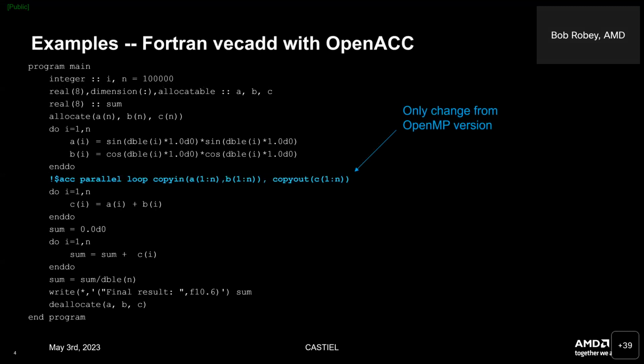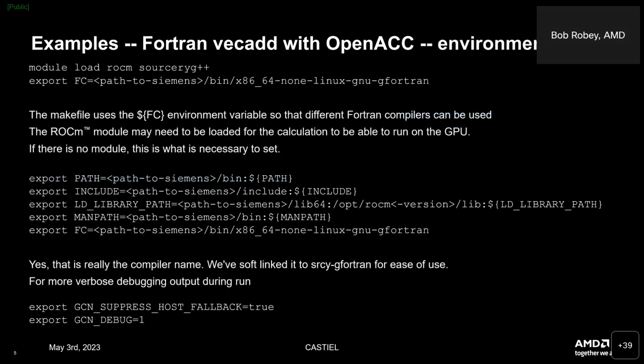So what is the difference from the OpenMP version? Well, the pragmas are slightly different syntax. You replace one line in the OpenMP version with this line in the OpenACC, and you have code which will work with OpenACC-based compilers. So here's an example of the Fortran vector add with OpenACC. We're not going to do this exercise because we don't have the Sourcery compiler on the LUMI system.